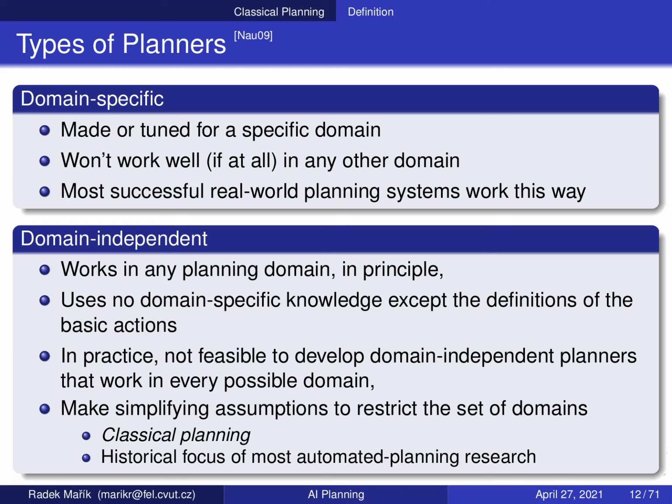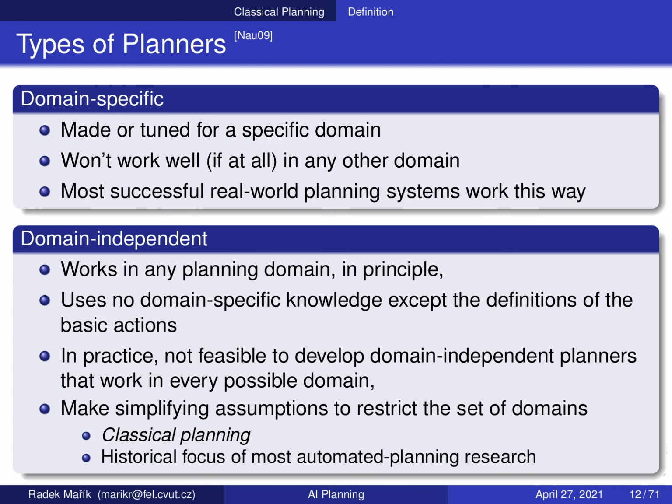We try to create a planner that can work in any planning domain in principle. Such an implementation cannot use domain-specific knowledge, and the information about what kind of actions and what kind of objects we deal with in the specific environment is provided as external data. In practice, I can tell you immediately that it is not feasible to develop domain-independent planners that can work in every possible domain. It is always somehow restricted. So we need to make a simplifying assumption to restrict and make a decomposition of those domains. And here is exactly the case where classical planning approaches us.